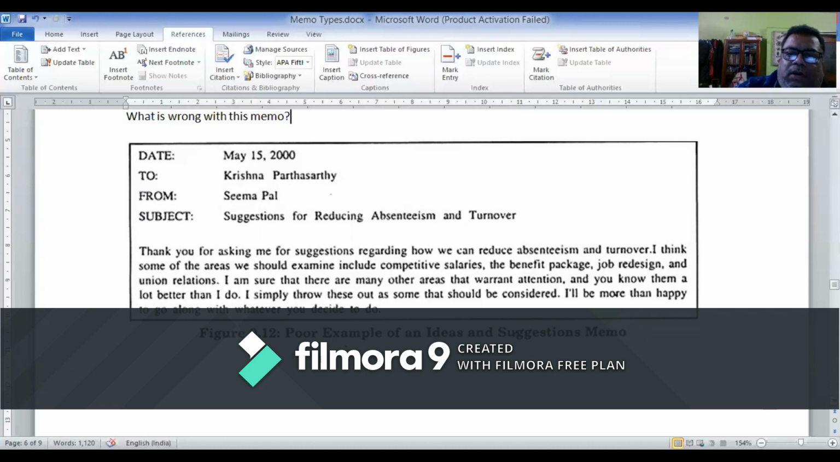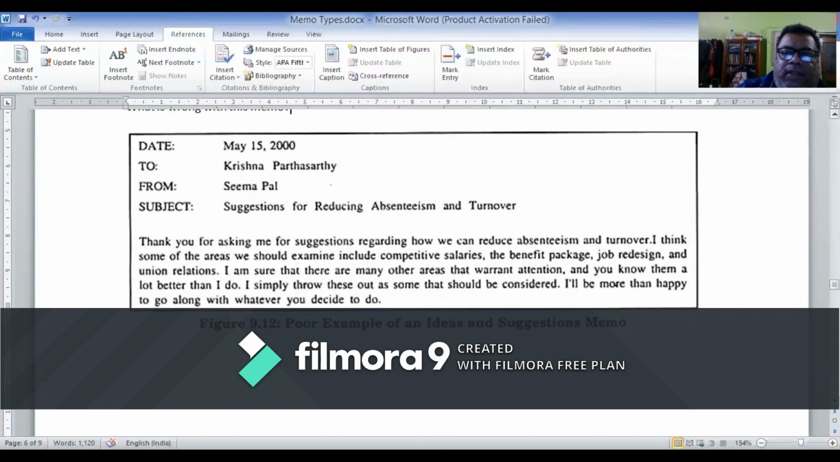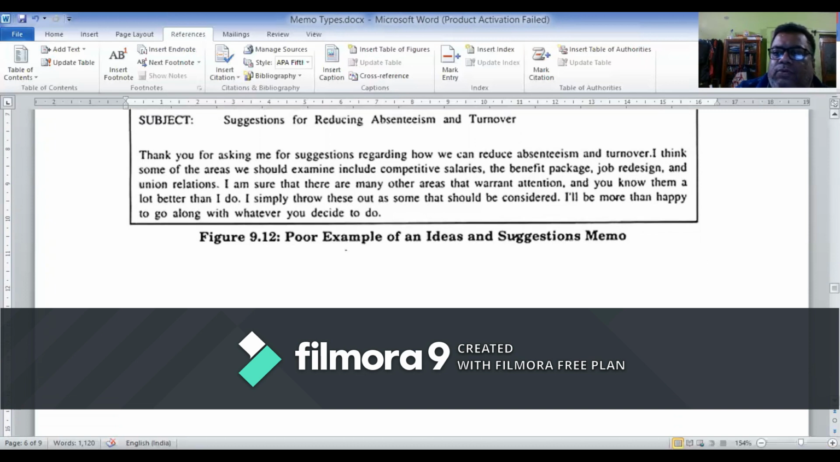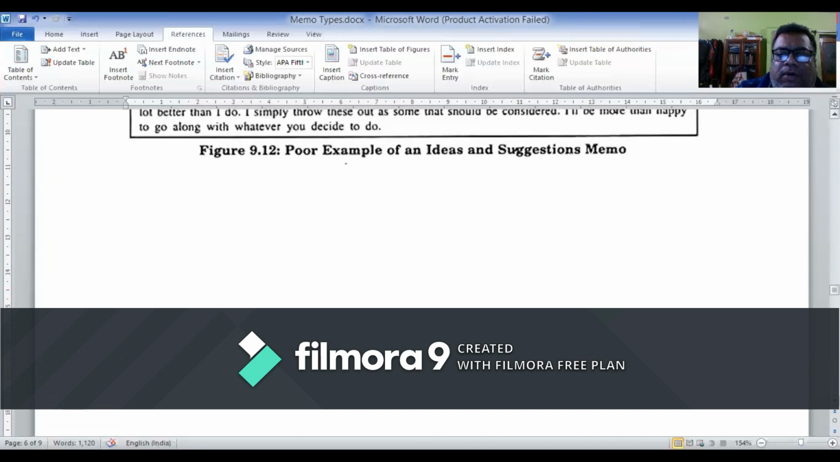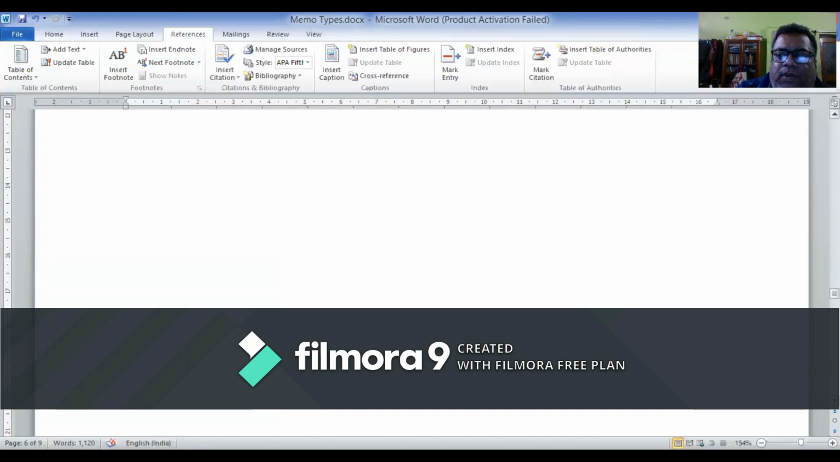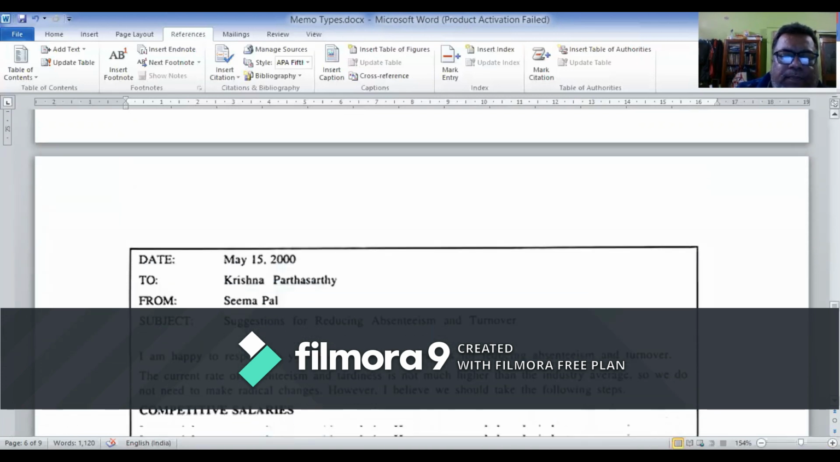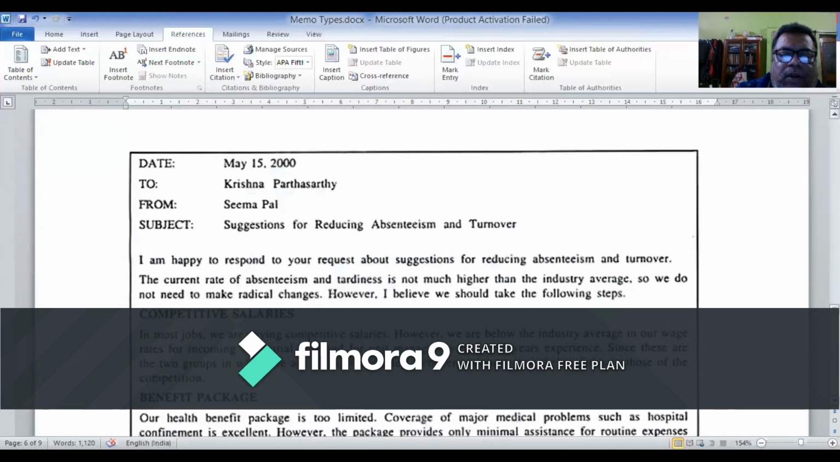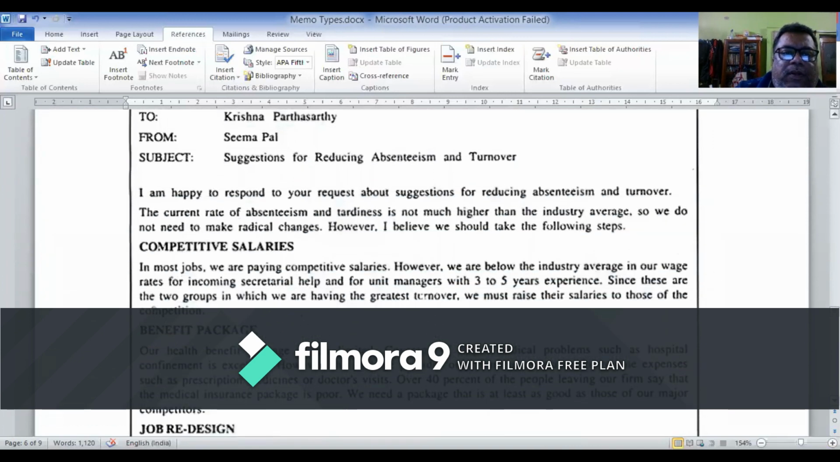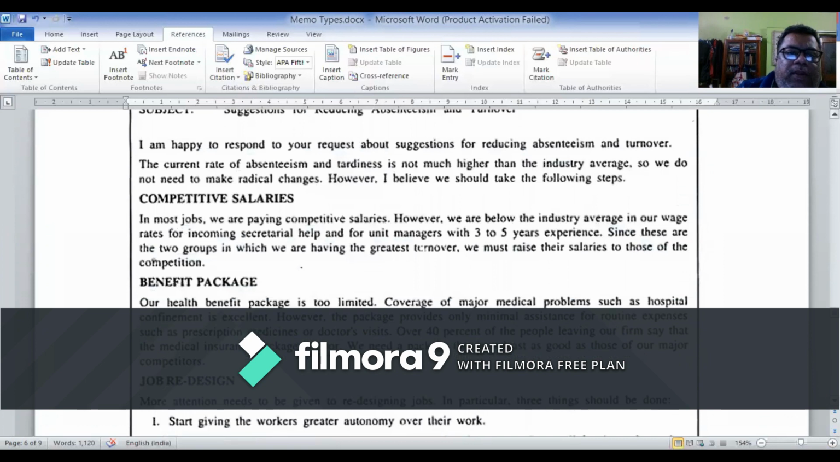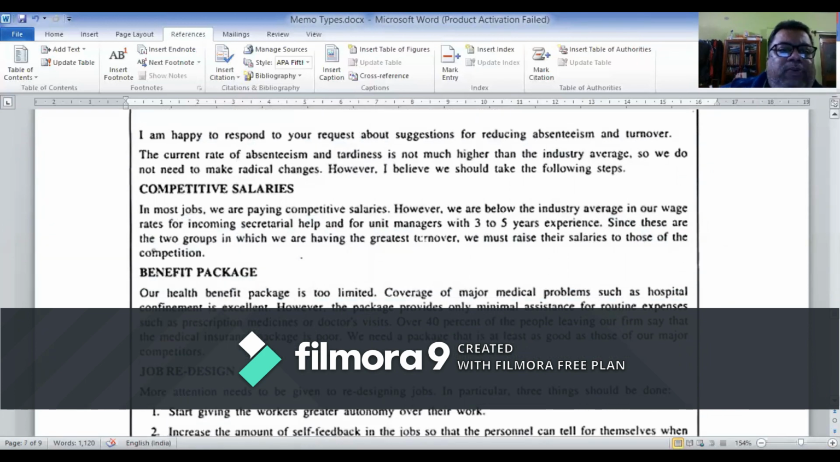Okay, so naturally, I think it doesn't take much time to put this aside as a memo which, though seeks to give suggestions, has not been written in the right way. Okay, so on the contrary, this is how a memo should be written.